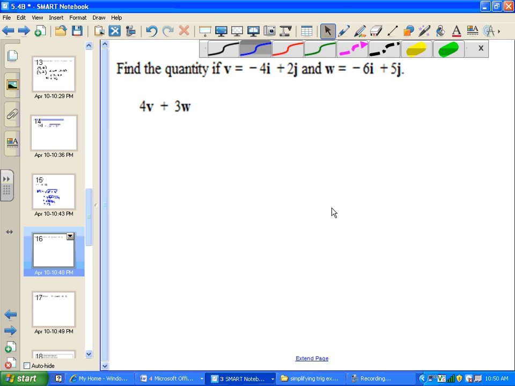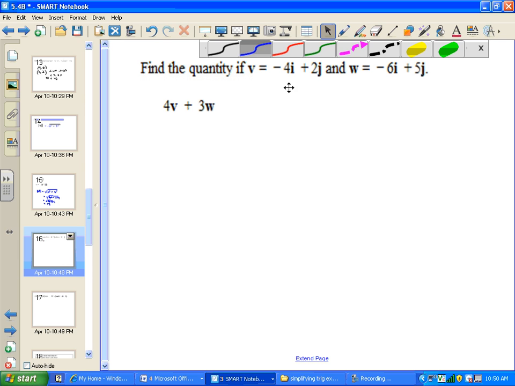Now, basically, this looks just the way it sounds. It says we got a vector V, -4i plus 2j, and then we got a vector W that's -6i plus 5j. So this says to find 4v plus 3w. Now this is exactly the way that it looks. Okay? So how would you think we would do 4v? And by the way, what did we call 4? We had a specific name for a number like that. A number that multiplies a vector. It's a whole number usually. It's a scalar.